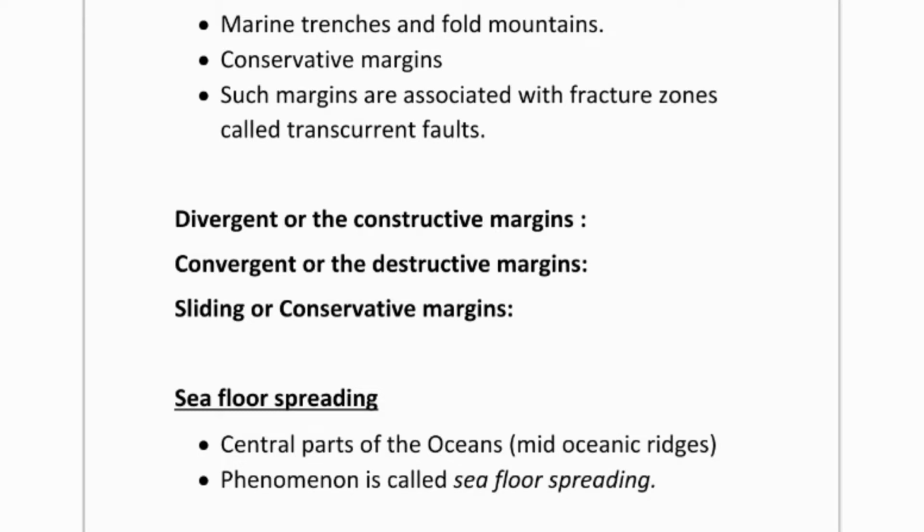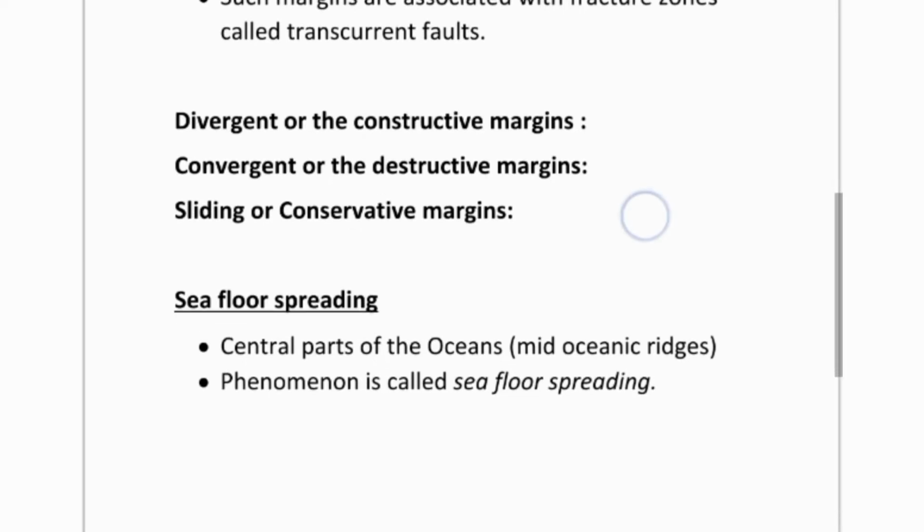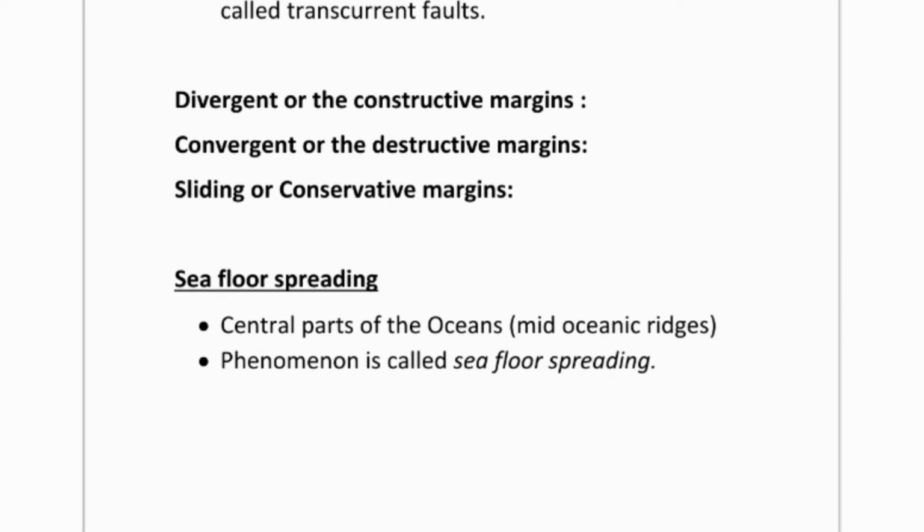Here the plates sink into the asthenosphere or get folded to produce features like marine trenches and fold mountains. And next, the margins or edges along which adjacent plates slide past each other are called conservative margins. Such margins are associated with fracture zones called transcurrent faults. Is it clear? According to this theory, most of the volcanic activities and earthquakes are also associated with the plate margins. Okay, clear?